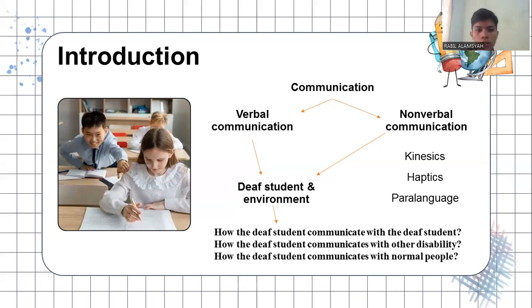According to Julia, kinesics is body positions and body motions, including those of the face. There are several types of kinesics. The first thing is facial expressions. Second one, the eye contact. And the last one, body posture and gesture.